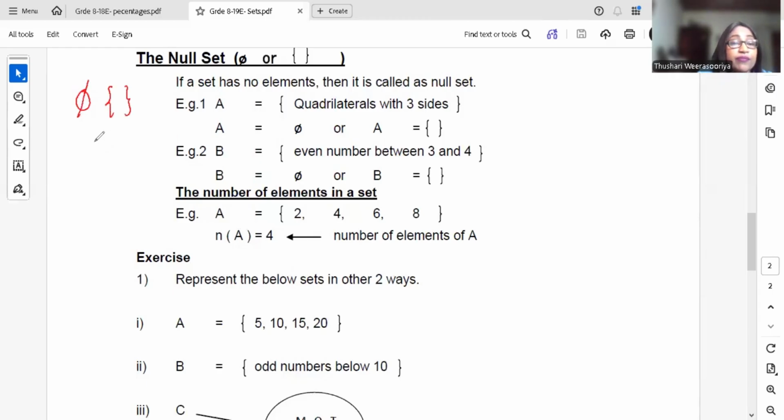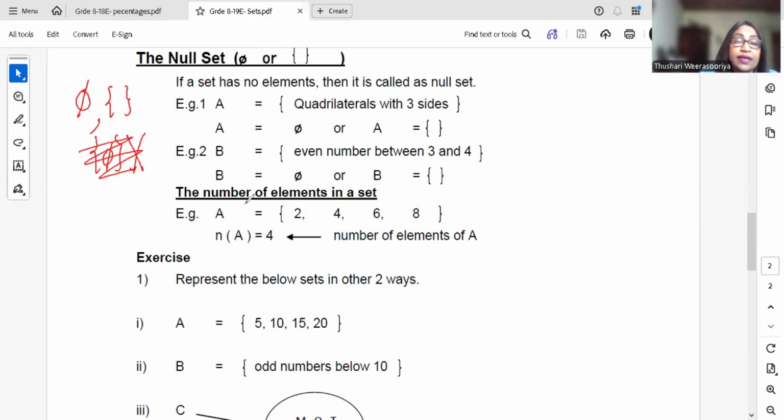I have seen some children combine these two and do it like this, which is wrong. You can't write like that. They are 2 separate symbols; you can use either this or this. So for set A, we can write A is a null set. You can use one of the symbols. Second one, B, even numbers between 3 and 4. Can we find any even numbers between 3 and 4? No. Then B is a null set.